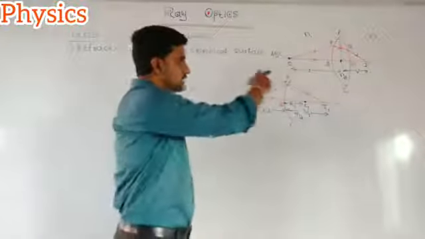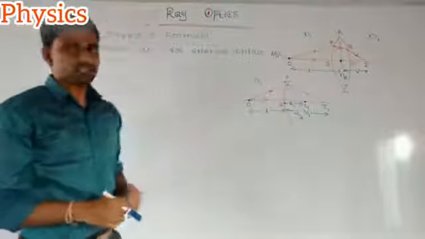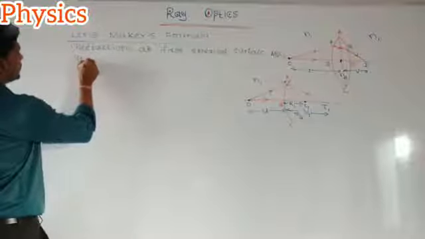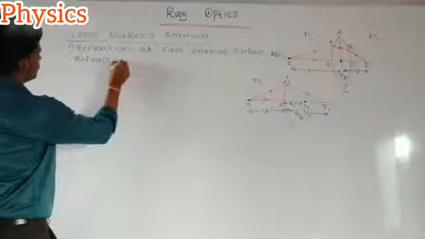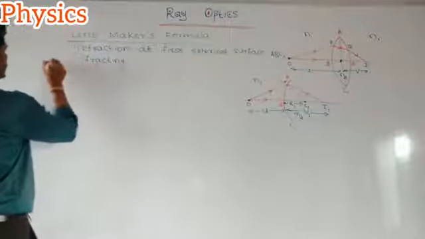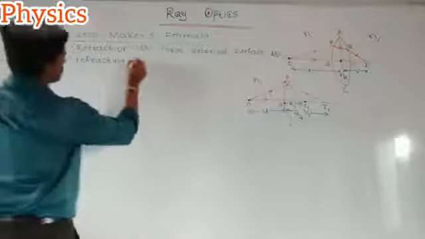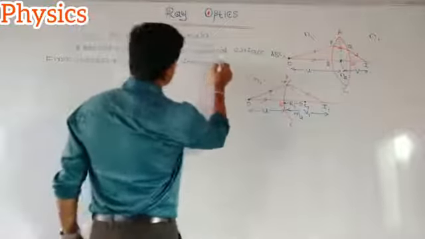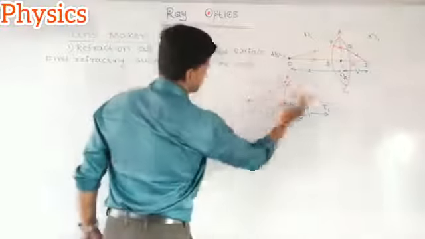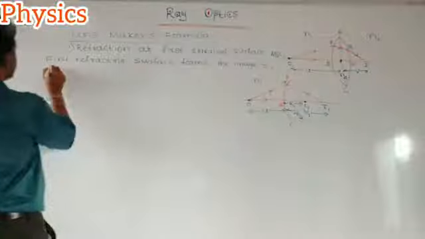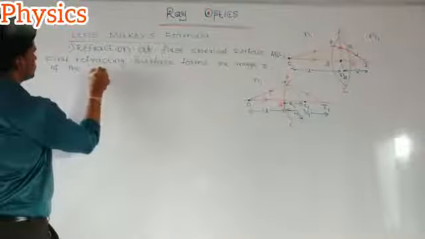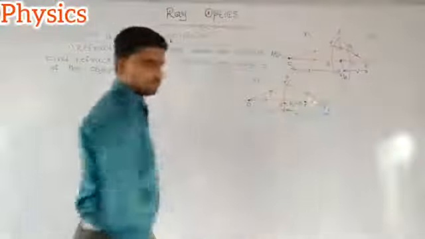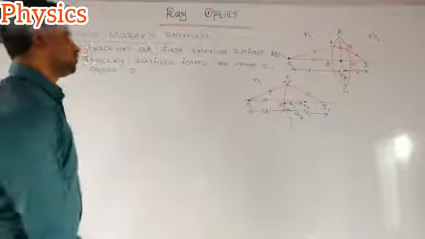Okay. Now we will write the consideration part. Let the first refracting surface form the image I1 of the object O. So the first refracting surface forms the image I1 after refraction of the object O. Okay.